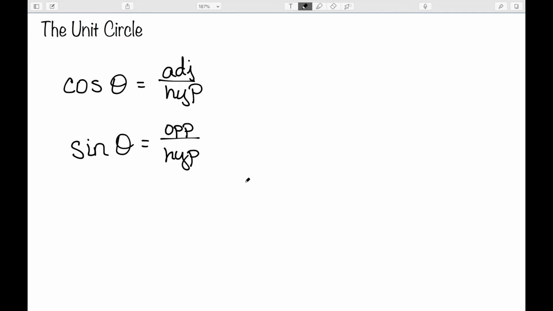In this video, I want to talk about the unit circle and where it comes from and how to develop it on your own. In order to do this, a quick reminder: cosine of theta is defined as adjacent over hypotenuse in a right angle. Sine of theta in a right angle is opposite over hypotenuse. So let's take a closer look at this idea of the unit circle.